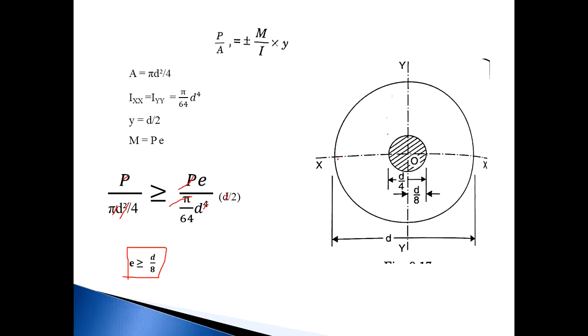This condition is called the no tension condition or zero tension condition. By using this condition, we can find out the core of the section or kernel of the section.